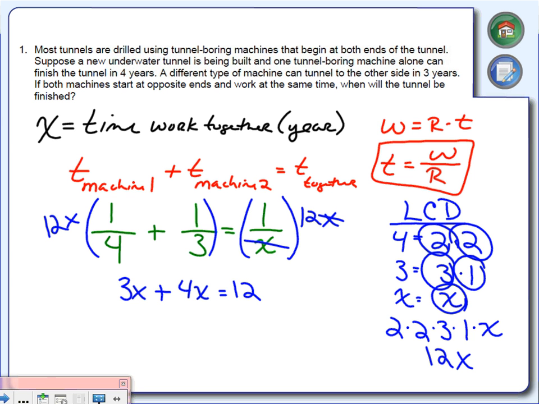All right, so let's see what we get here. First, I'm going to combine the like terms. We're going to add 3x and 4x, which is going to give us 7x. 3x plus 4x is 7x. Remember, we're solving for x here. So what do I need to do next? Divide by 7. So what is 12 divided by 7? Put that in your calculator.